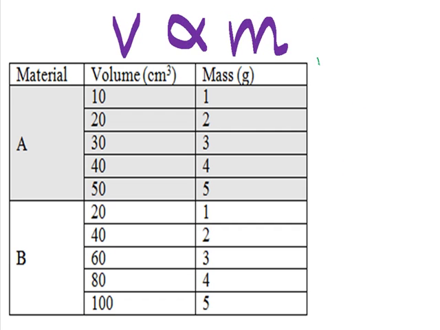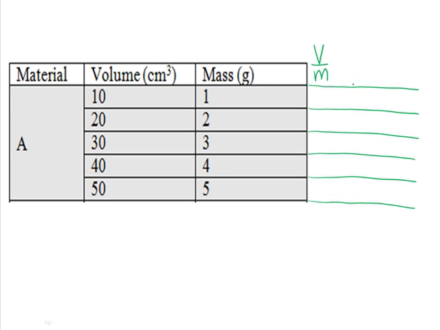Therefore, the ratio between volume and mass is a constant for each material. You can calculate the ratio either as volume divided by mass or mass over volume. You will get a constant in both cases. For example, volume over mass for material A is always 10 centimeter cube per 1 gram. 10 centimeter cube divided by 1 gram, 10 centimeter cube per 1 gram. 20 centimeter cube divided by 2 grams is 10 centimeter cube per 1 gram, and so on.